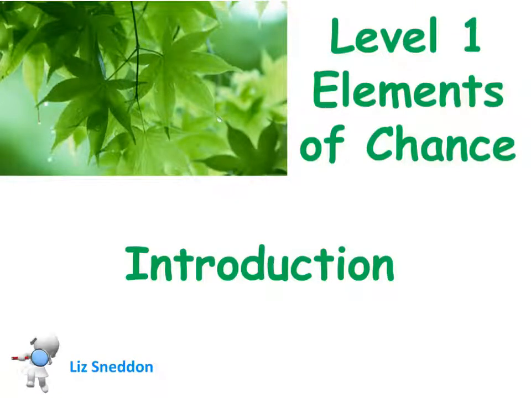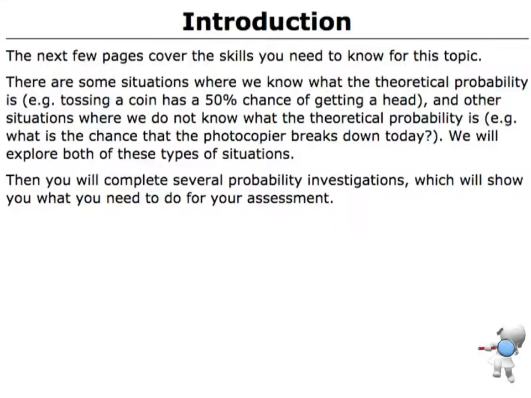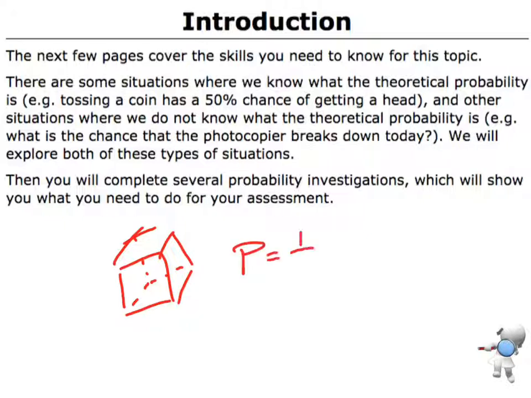Let's have a look at some general background and information that we need to carry on with this topic. There are some situations where we know what the theoretical probability is. For example, if we are tossing a coin or a dice, then we know that a dice has got six sides. The chance of getting any one of those sides, the theoretical probability, is 1 out of 6.